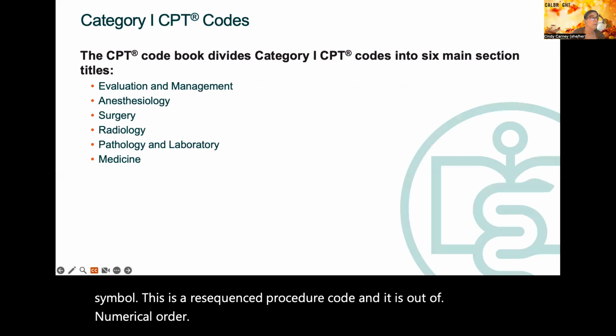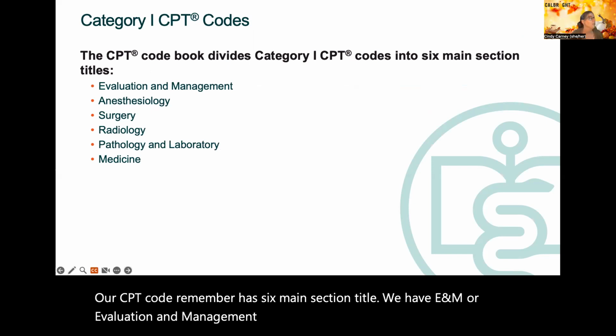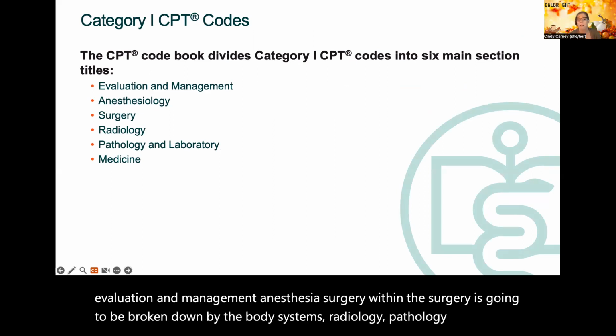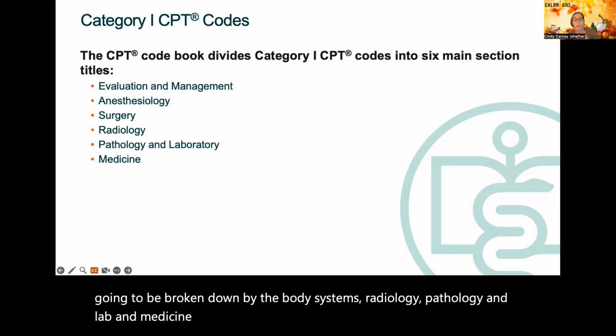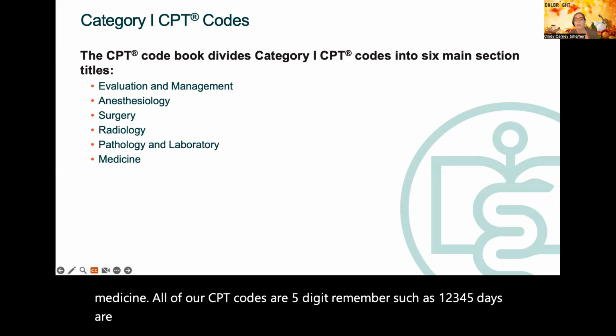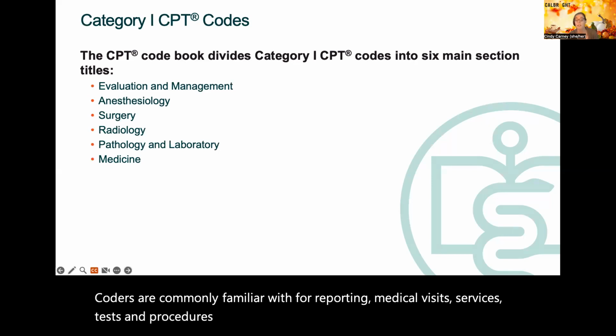Our CPT code, remember, has 6 main section titles. We have E&M, or evaluation and management, anesthesia, surgery. Within surgery, it's going to be broken down by body systems. Then radiology, pathology and lab, and medicine. All of our CPT codes are 5-digit, such as 1, 2, 3, 4, 5. These are codes that coders are commonly familiar with for reporting medical visits, services, tests, and procedures provided by our physicians and other qualified healthcare personnel.